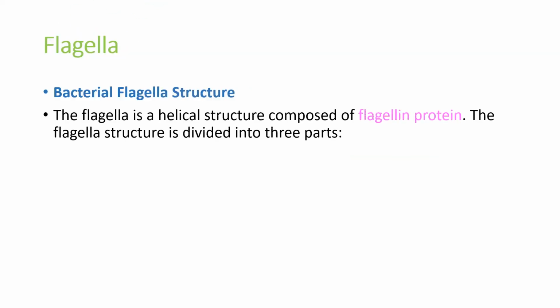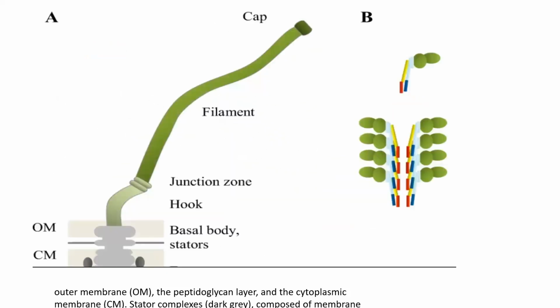Flagella structure. Flagella are made up of flagellin protein. This is very, very important. Flagellin protein has three parts: the first one is the basal body, the second one is the hook, the third one is the filament. Basal body, look here. This is the basal body. Basal body is made up of the cytoplasmic membrane and outer membrane parts. Next one, hook.